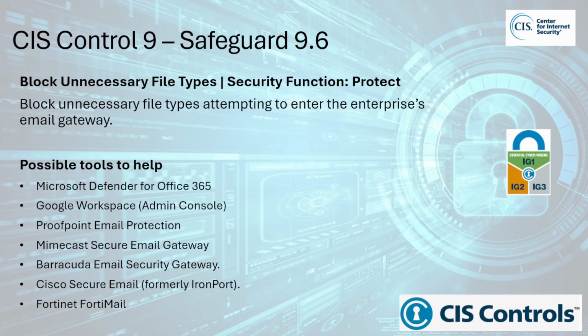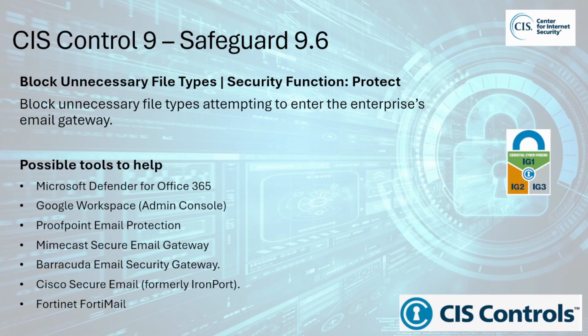Safeguard 9.6: Block Unnecessary File Types comes under the Protect Security function and is within Implementation Group 2. The safeguard focuses on reducing attack surfaces by blocking file types commonly used in phishing and malware campaigns. Examples include .exe, .js, .vbs, .bat, and even .zip files, depending on the organization's risk tolerance. Only necessary file types, for example PDF or docx, should be allowed based on business needs. Others should be restricted or quarantined.